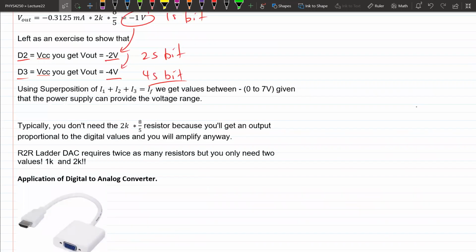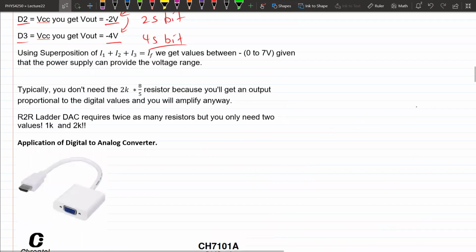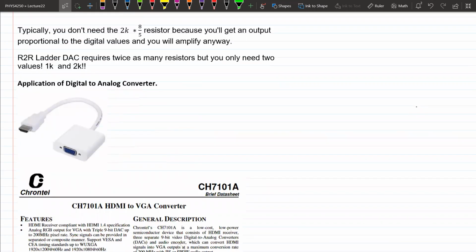The analysis is more complicated, but the actual implementation is simpler. So this is actually, I guess we don't have one of these. Have you guys seen what this is? You know what this is? Yeah, it's just an HDMI to VGA adapter, right? What does the D in HDMI stand for? Digital. VGA is, well, I don't think the A stands for analog, but this is a digital to analog converter, right?